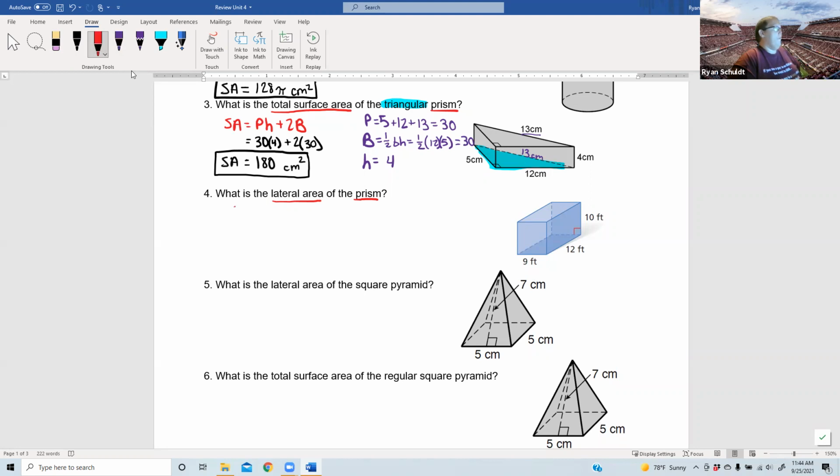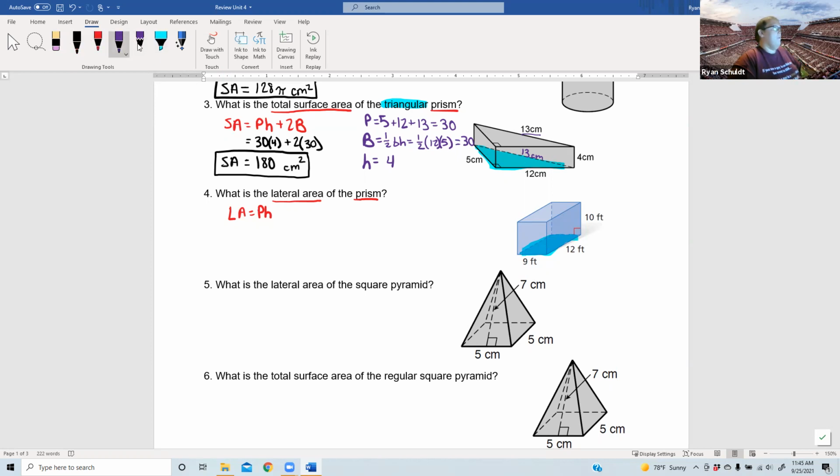Well, our formula for that is SA, LA equals PH. Now, what kind of prism is this? It doesn't tell us in the question, I see it's all rectangular faces. So this is a rectangular prism. That means the base is the rectangle it's sitting on. That's our base.